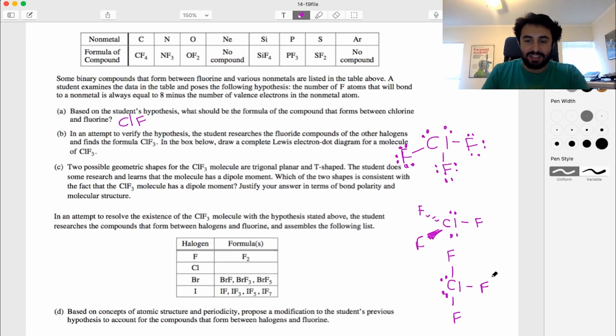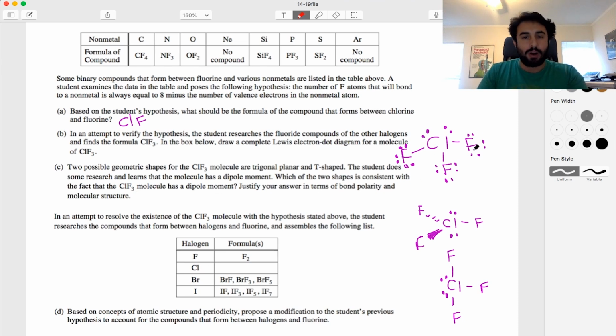But the point is, this is T-shaped, this is trigonal planar, and both are possible, right? But it says that the student does some research and learns that the molecule has a dipole moment. It is polar overall. Which of the two shapes is consistent with the fact that the ClF3 molecule has a dipole moment?